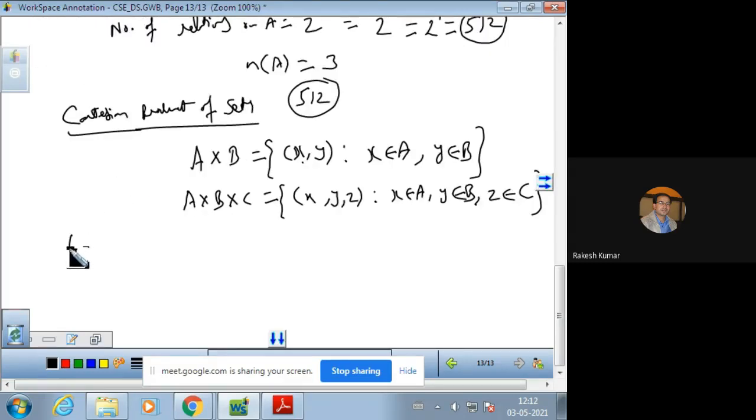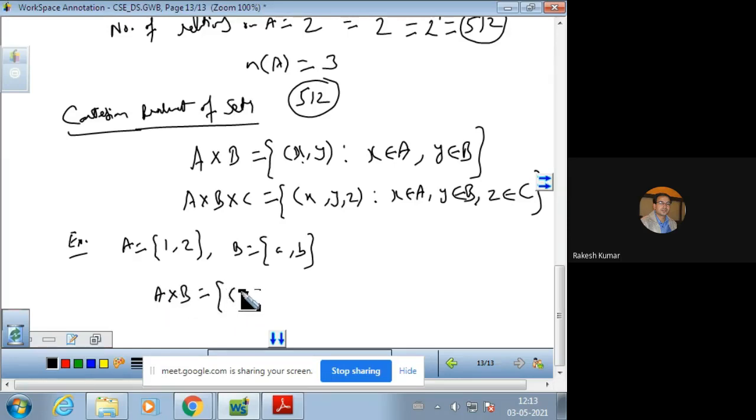Now, suppose we have an example. Suppose the set A has elements 1, 2, and B has elements a, b. Then we can find the Cartesian product of A and B. That will be the ordered pairs 1a, 1b, 2a and 2b. These are the elements in the set of the Cartesian product.